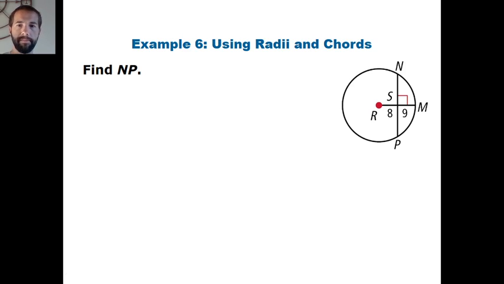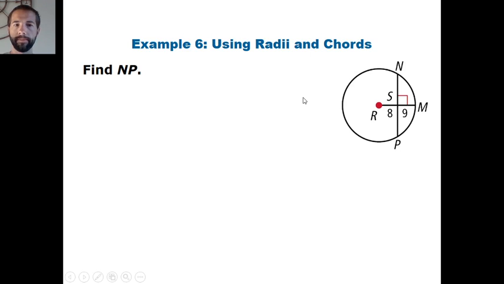Find the length of NP in this picture. So we got a lot of stuff going on here, but I do see we have this right angle box. They give us RS is 8, RM is 9, so we know the diameter is 8 plus 9, which is 17. They want us to find NP.